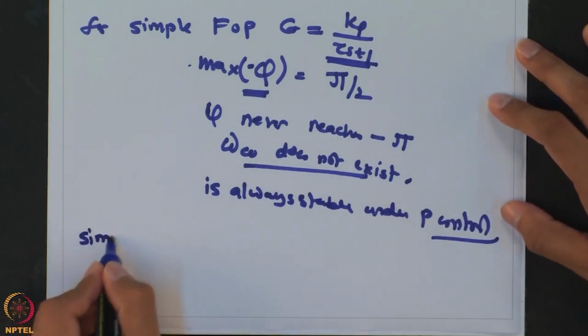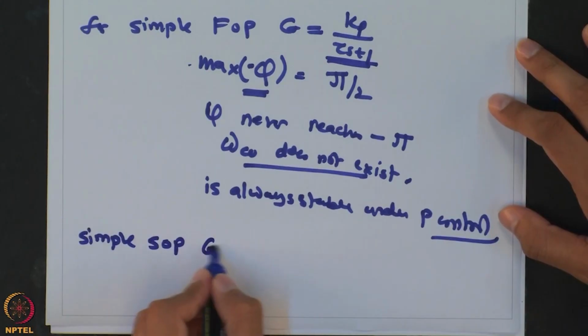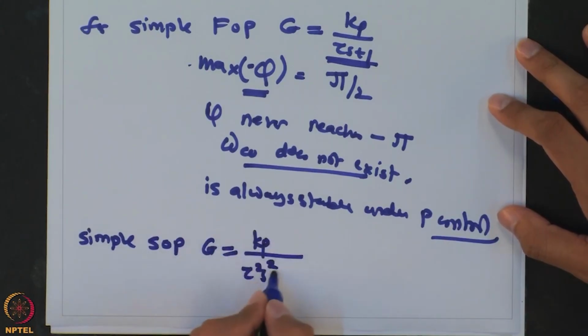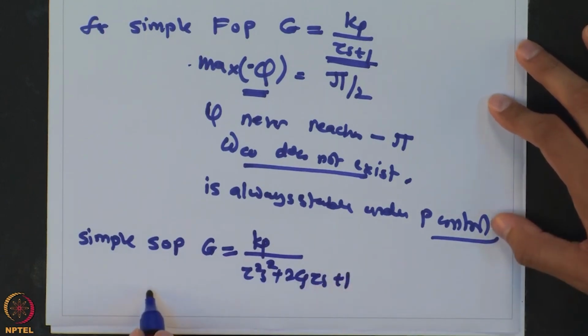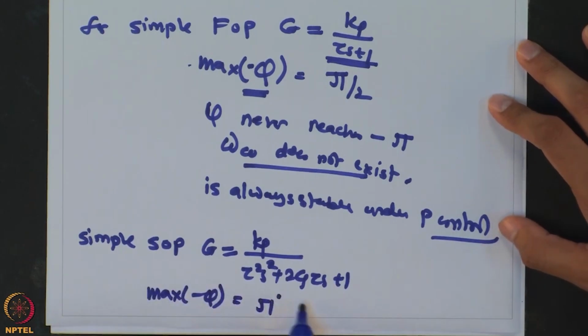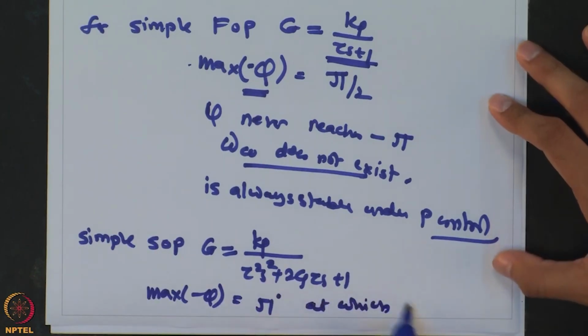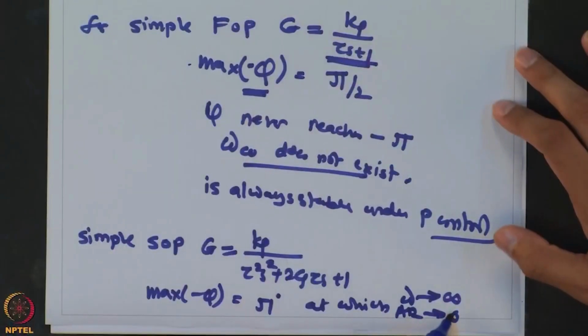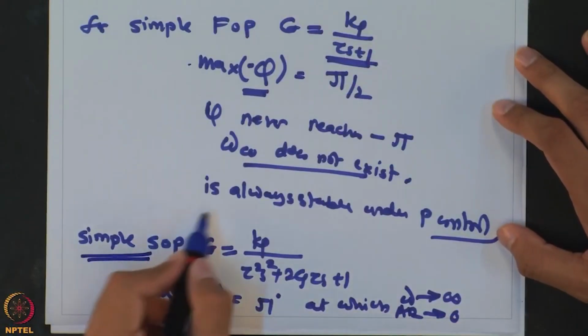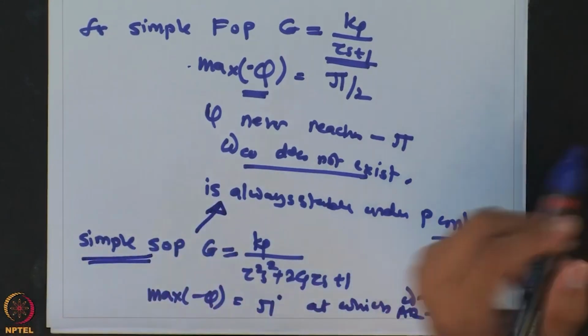Now when we look at the simple second order process, G is Kp over tau square s square plus twice zeta tau s plus 1. What you will see is that the maximum phase lag is pi, at which omega tends to infinity and AR tends to 0. So the omega crossover is actually at infinite frequency, at which a second order system will give you phase of minus pi, and the corresponding AR is always 0. So even the second order system is also always stable under P control.